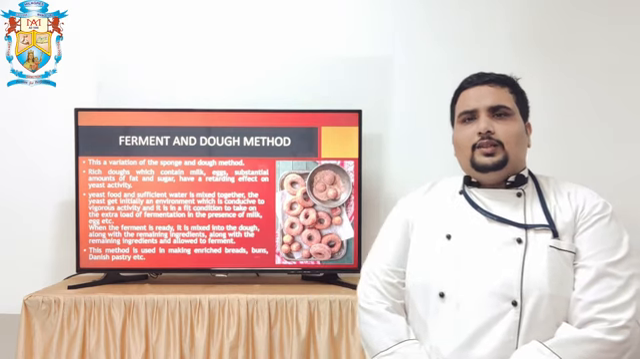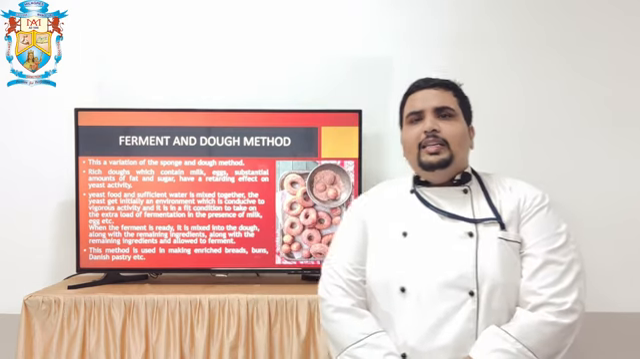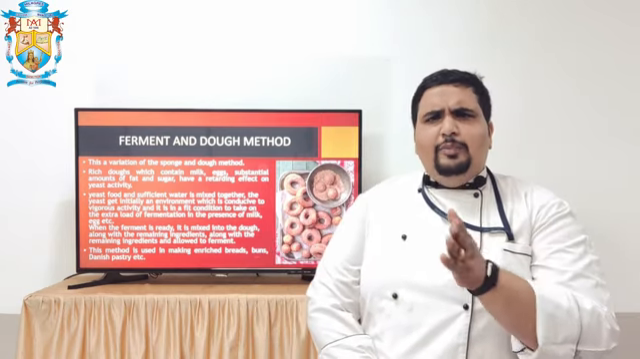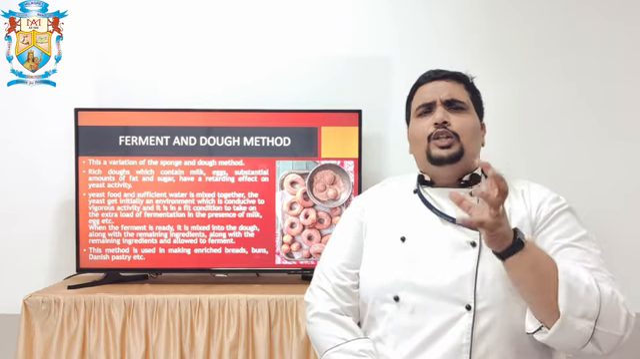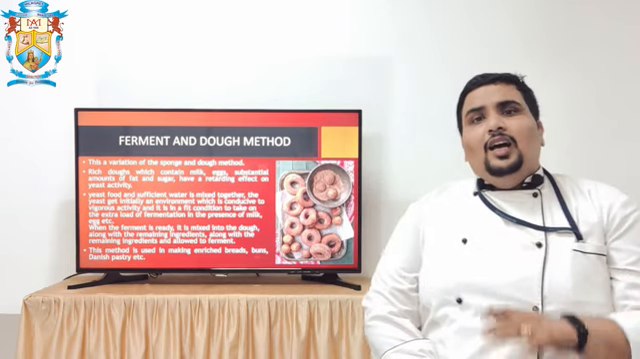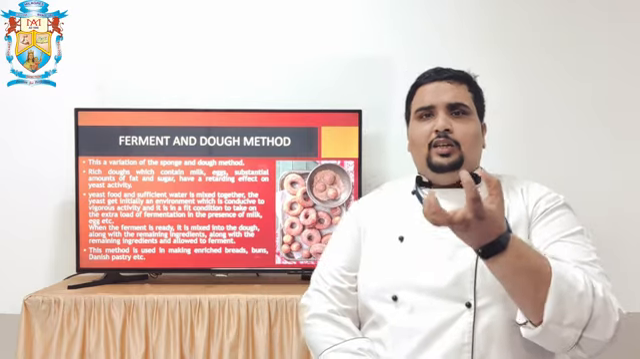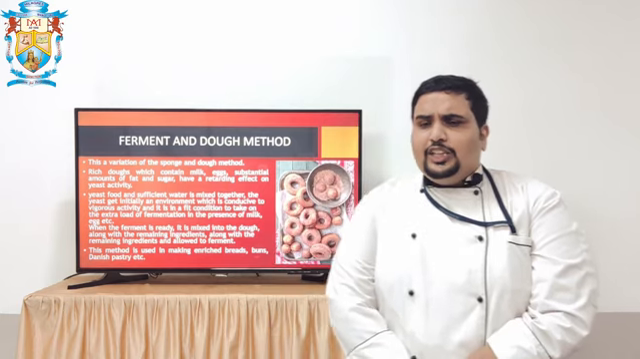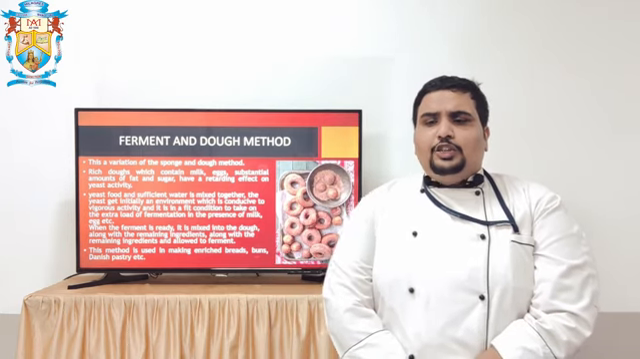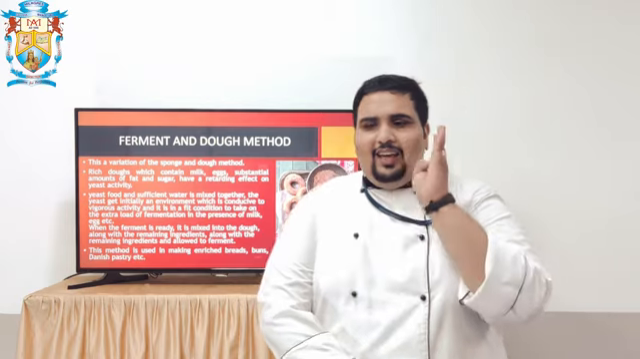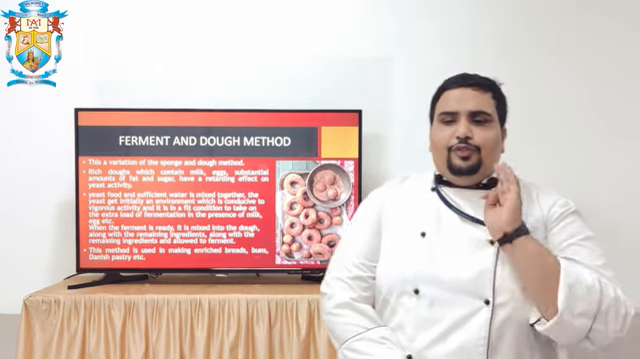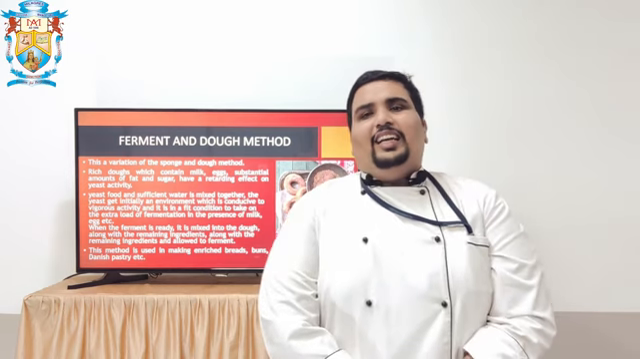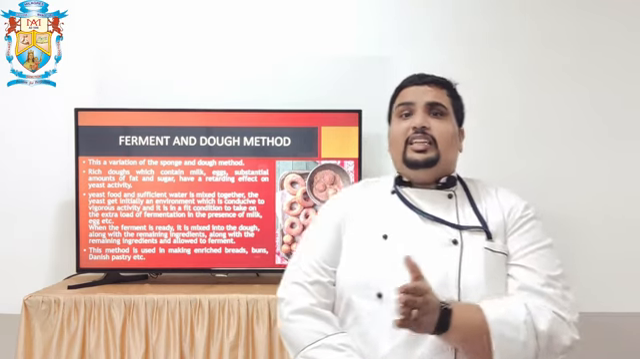Next, we go to a method called the ferment and dough method. Now, what is this method and why is it different? Ferment and dough method is somewhat similar to sponge and dough method, but here the difference is the richer ingredients that are being used. This variation of sponge and dough method uses rich dough which contains milk, eggs, substantial amounts of fat and sugar, which have a retarding effect on yeast activity. That is why the fermentation takes place.